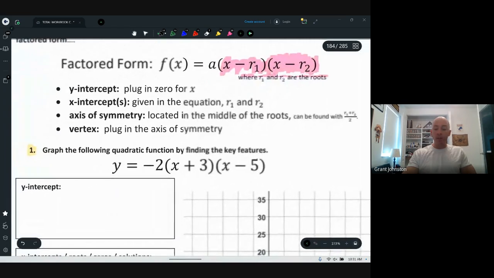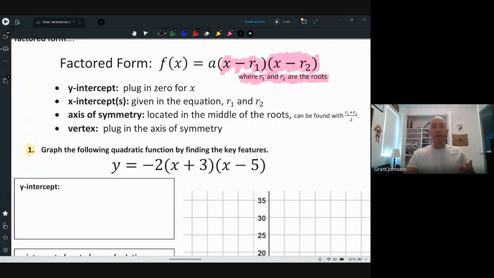Now, the y-intercept doesn't change when we're dealing with this method. We're just plugging in 0 for x. For the x-intercepts, like I just said, it's given in the equation. It's the roots. Now, the axis of symmetry is not bad because it's located right in the middle of the roots. And if you need a formula for it, you can just add the roots and divide by 2. That's going to be the middle of the two numbers. If you ever want to find the average or the middle of two numbers, you add them and divide by 2. And then the vertex, like always, like in standard form, you're going to plug in the axis of symmetry.